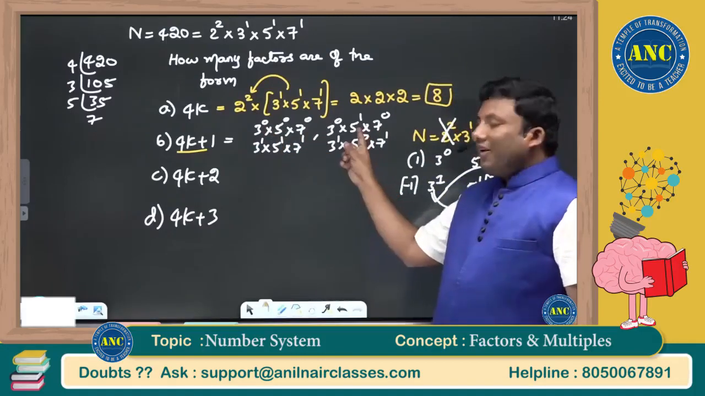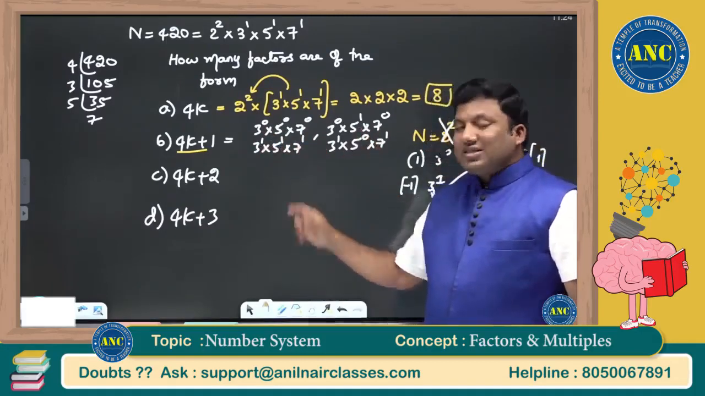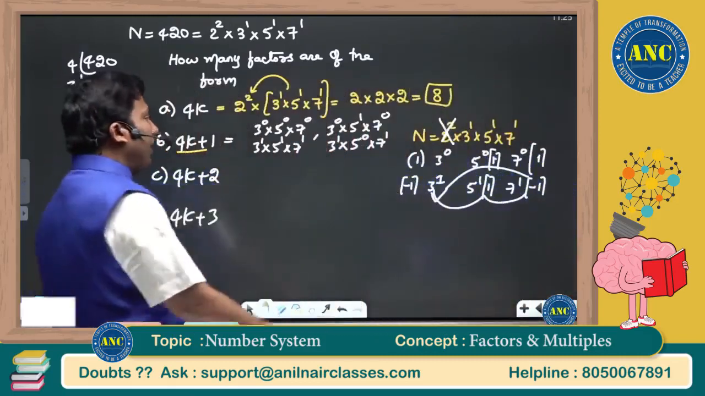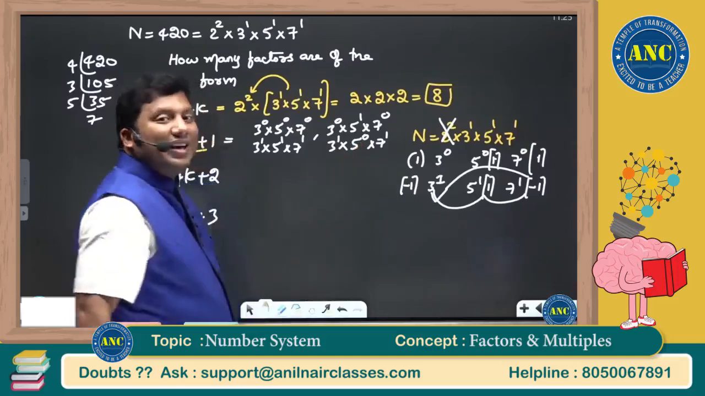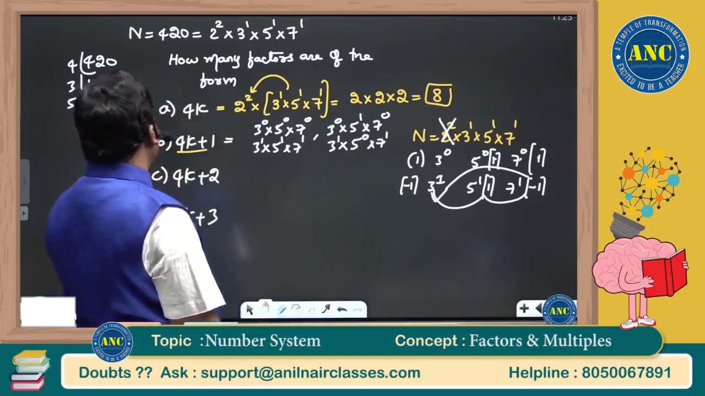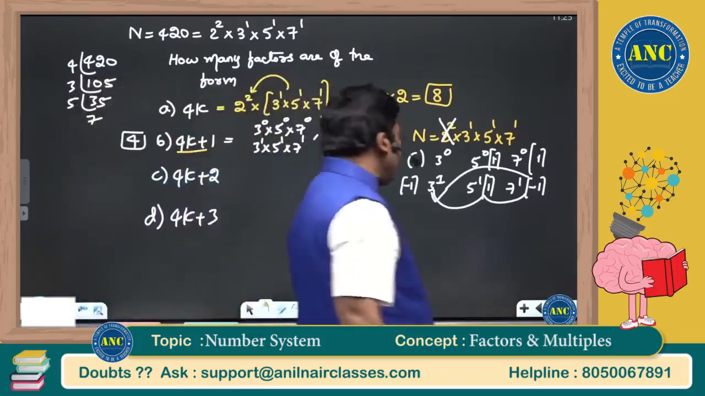Next it is 5. 5 divided by 4, remainder 1. 5 3s are 15. 15 7s are 105. 4 26s are 104. Remainder 1. 3 7s are 21. 4 5s are 20. Remainder 1. Totally how many cases did I get? 4 cases here I got.